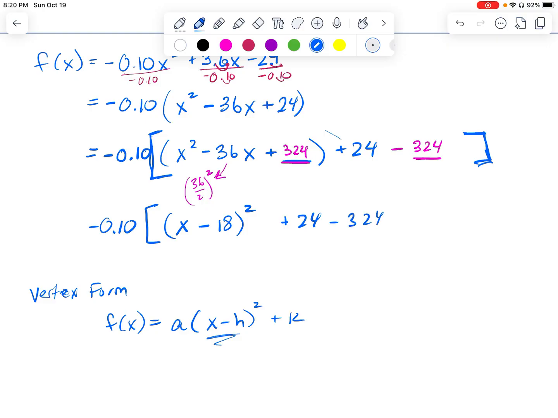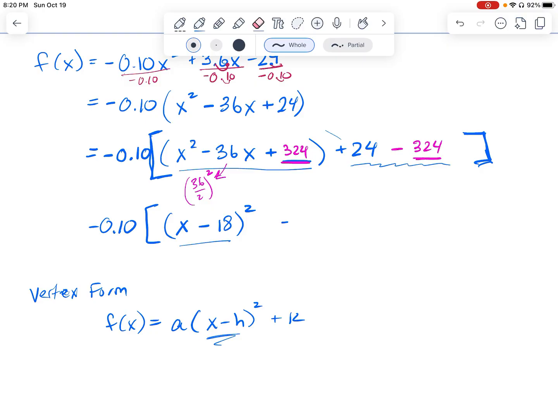Actually, I'm going to go ahead and simplify this part too. So we factored this piece and we got that. And now I'm going to simplify this thing. And I get 24 minus 324 is a negative 300.